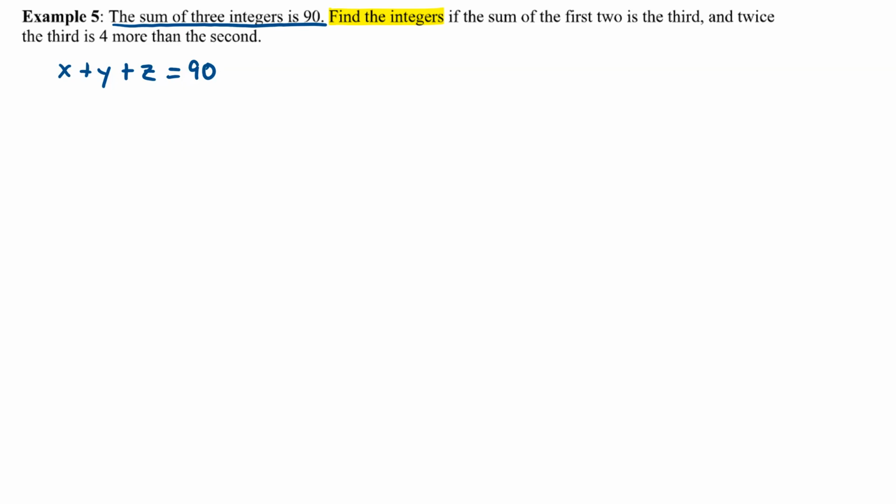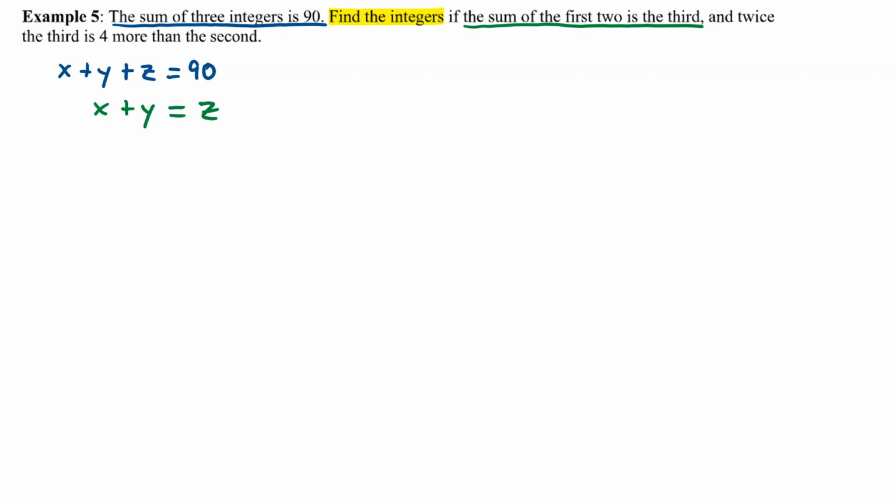We are told to find the integers, and then they have that if. So then there's another condition. If the sum of the first two is the third. Well, like we were just discussing, sum implies addition, and the word is always translates into an equal sign. So it's the sum of the first two. So if we take the first two, x and y, so x plus y, equals the third integer, which is z.